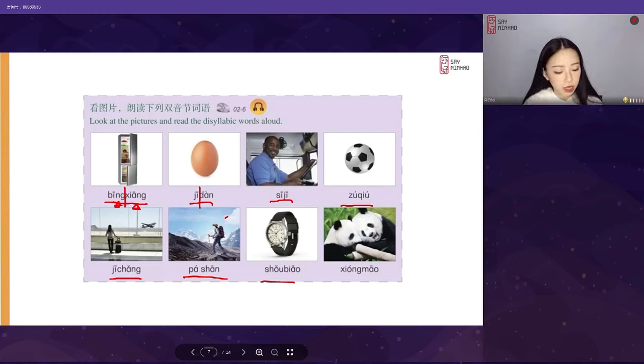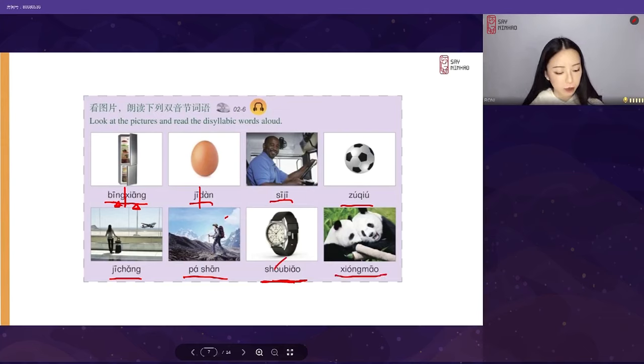Shoubiao. And anybody still remember the rule we've learned in last lesson? The tone sandhi rule for two third tone words. When there are two third tones in one word, what should we do? We should change the first third tone into second tone, right? So actually for shoubiao, we should read it with a second tone on shou. Don't forget about the knowledge we've learned last lesson, okay?